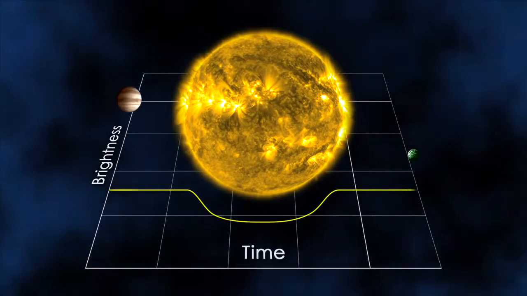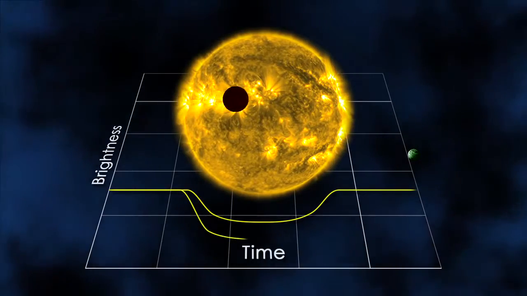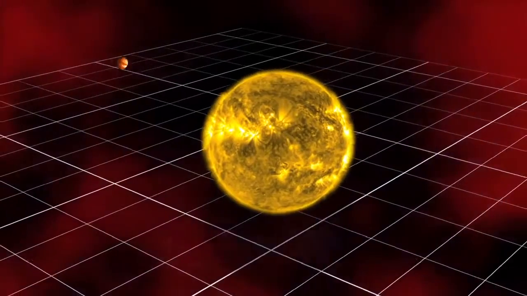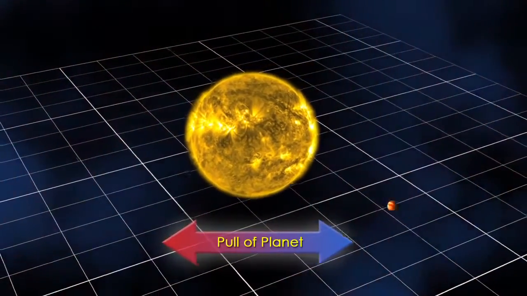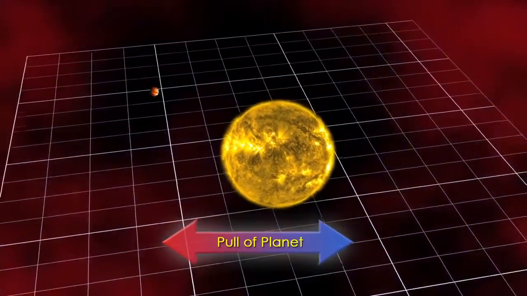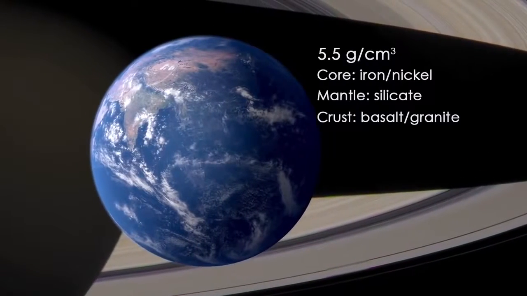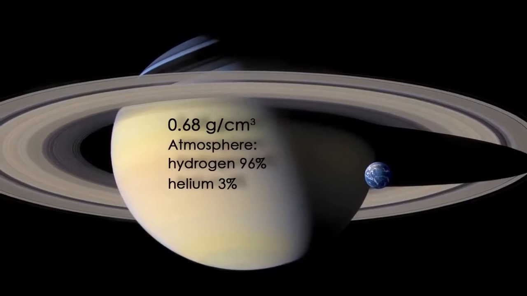Large planets block more light, so the size of the dip can be used to determine the size of the planet. By observing an exoplanet's gravitational pull on its star, astronomers can also determine the planet's mass, and thus calculate its density to see if it is composed of rock, like Earth, or gas, like Saturn.